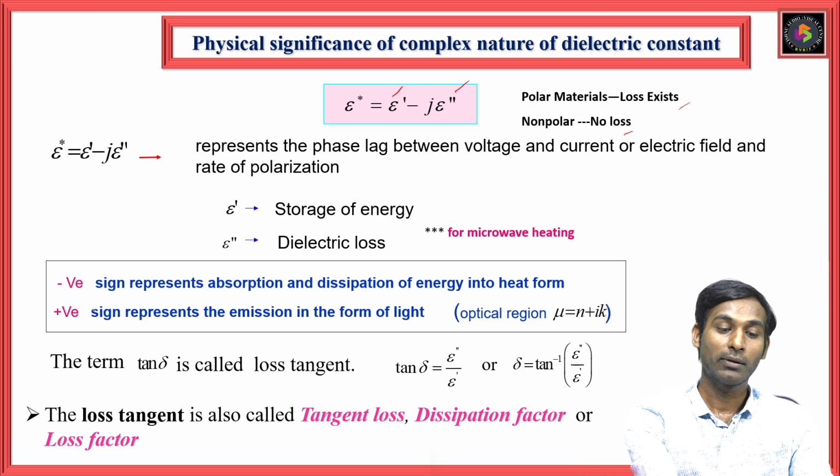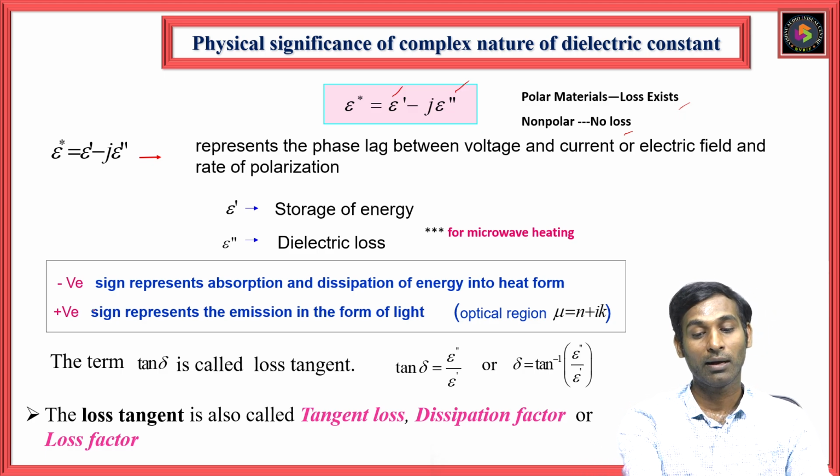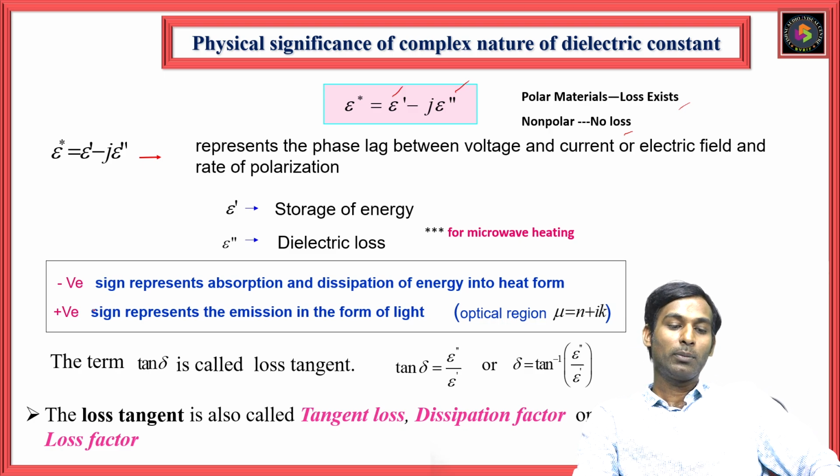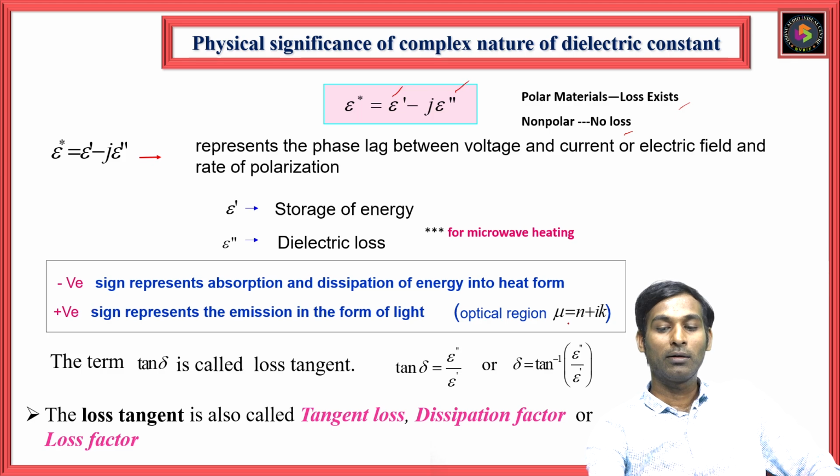Here the negative sign represents the absorption and dissipation of energy in the form of heat. The positive sign indicates emission in the form of light. You can see that in the optical region, mu is equal to n plus ik. This equation is suitable for the material.